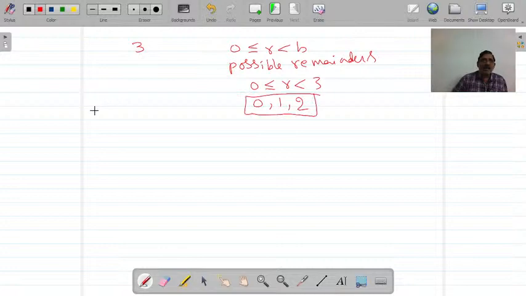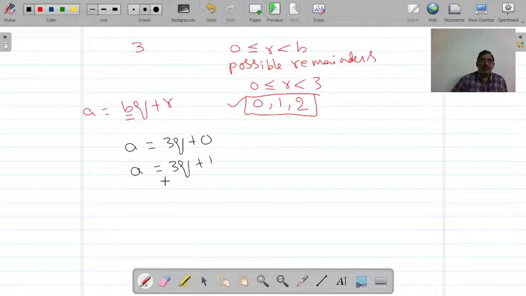Then we can say A is equal to BQ plus R. For R, these are the possible remainders. So B is 3 here, we know. So we can write the same as A is equal to 3Q plus 0, or A can be in the form of 3Q plus 1, or A can be in the form of 3Q plus 2.